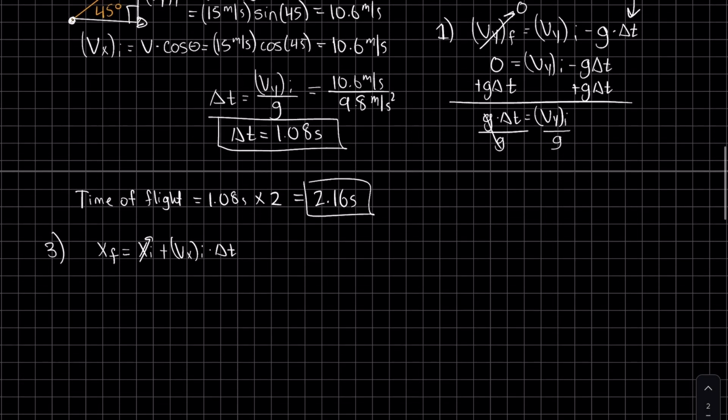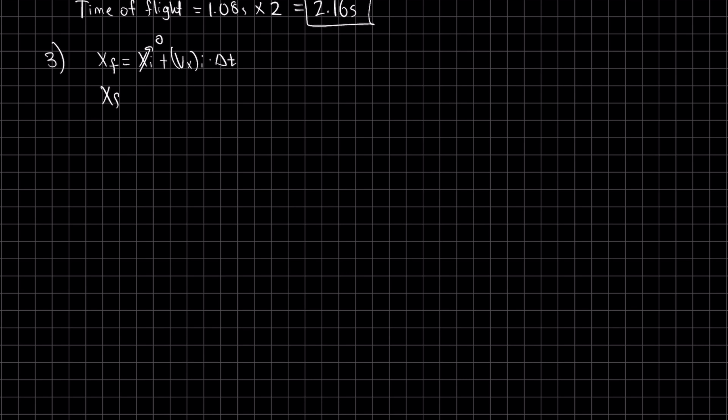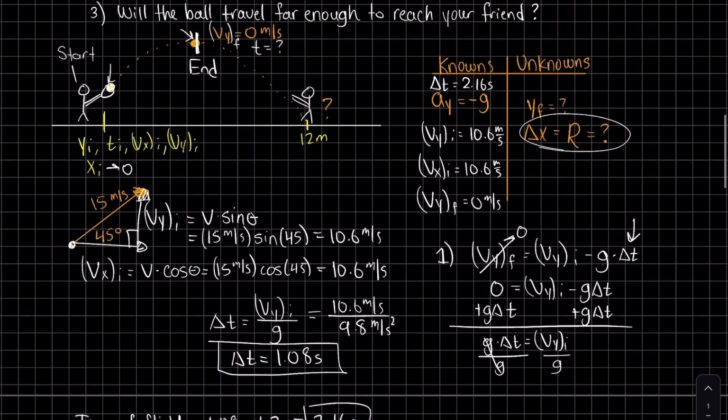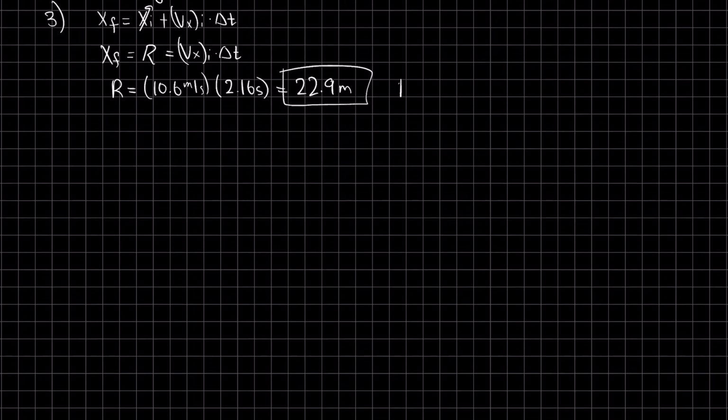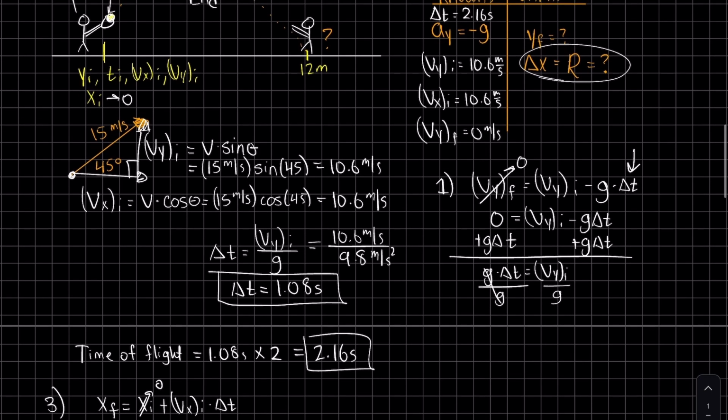So therefore, my equation is going to simplify to be this final position, which we're going to call the range. That's equal to the initial velocity times the time of flight. So the range for this projectile is going to be 10.6 meters per second multiplied by 2.16 seconds. And that's going to be 22.9 meters. How does this compare to the 12 meters that our friend is away? Well, this means that we're going to overshoot our friend by quite a bit. This means that the projectile was thrown too far. So now we know that this range is 22.9 meters.